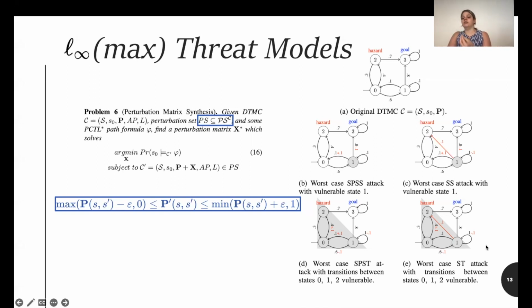And here in the worst case selected transitions attack, we can see that again, within this restriction of which edges are able to be attacked, it can add an edge, again, leading to the hazard state. So these are kind of the threat models we're going to look at. You can define this perturbation set in any way. And if you use a different distance metric, for instance, L1, you can actually define a completely different adversary. In the case of an L1 adversary, it would be applying a budget over the whole matrix rather than an element-wise budget.